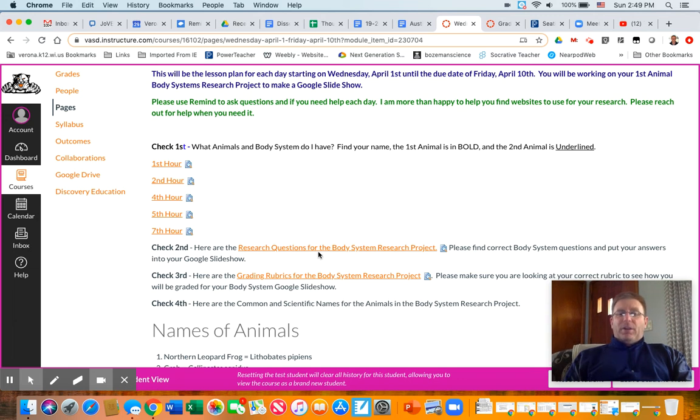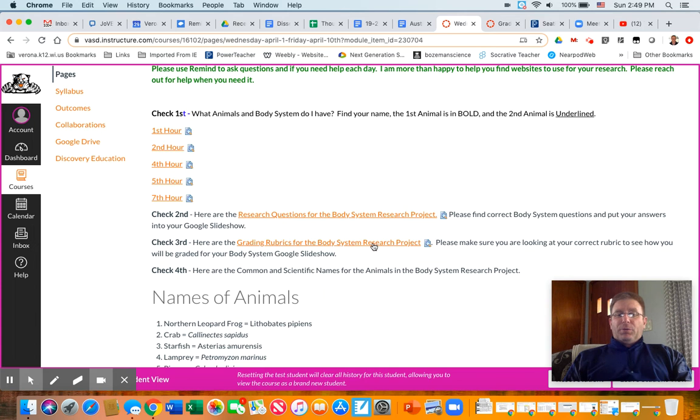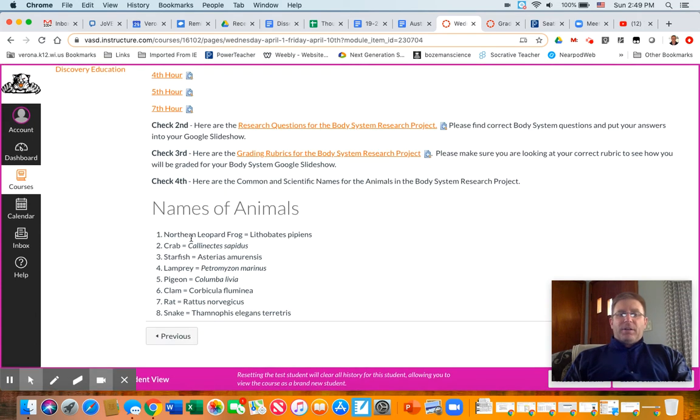The second part is the research questions for the body systems. The third part is the rubrics for the body systems project, so you can look at what the rubrics are. And then the last one is the common name and the Latin name for your animal. I've given you both because when you do the research for these questions, sometimes you might need a general one like starfish. Other questions might need a specific one, like Asterias, whatever it is. So you can get the idea that sometimes you need to be specific and sometimes you need to be general. That's why I've given you both of them.